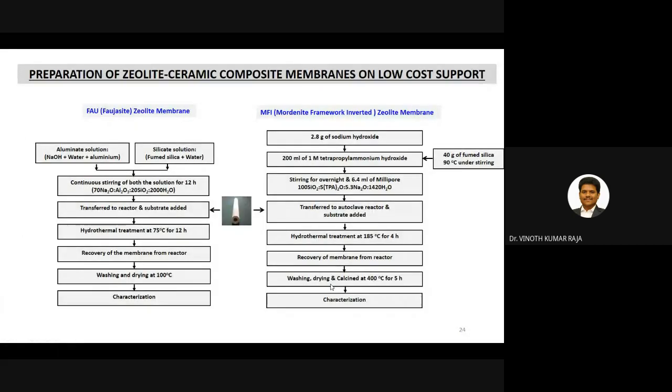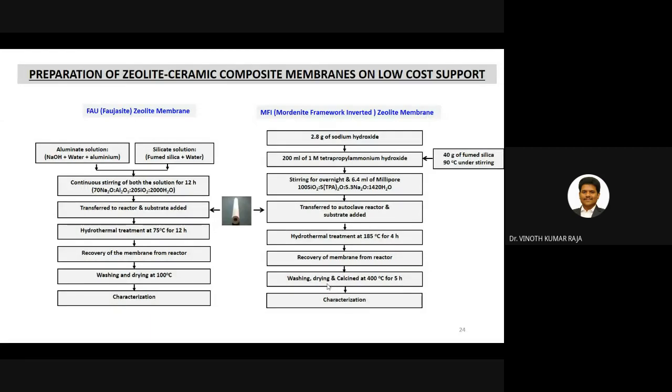So we have prepared the membrane and applied it for two different wastewater treatments, and both wastewaters can be directly discharged when treated with the prepared low-cost ceramic membrane. We were also talking about the composite membrane, where alumina is utilized as a support material for making the composite membrane. Here we would like to replace the alumina and utilize the low-cost membrane material we have prepared. With that idea we tried to make two different zeolite membranes. One is the FAU zeolite membrane, and another is the MFI zeolite membrane, that is, Mobil framework inverted zeolite membrane.